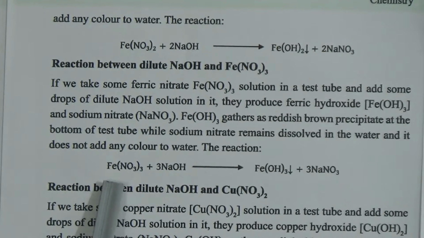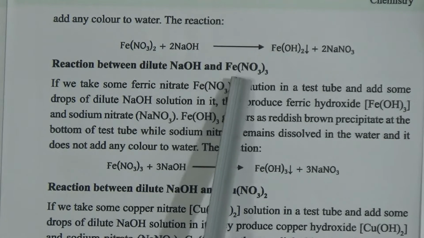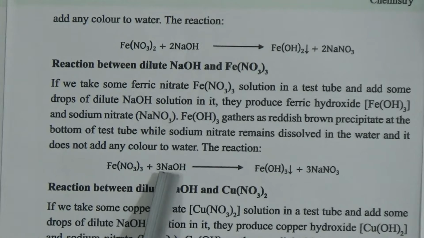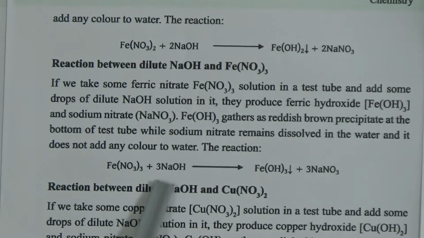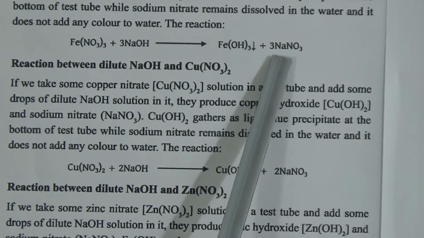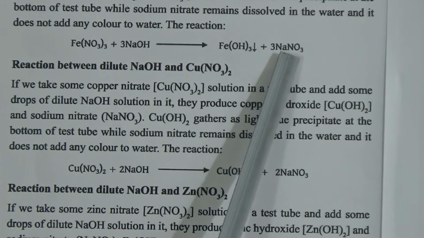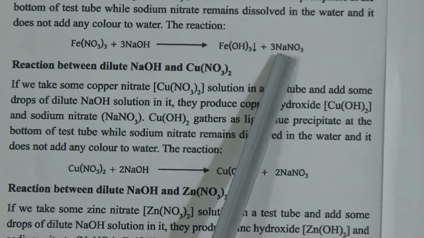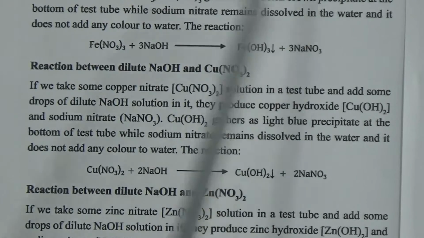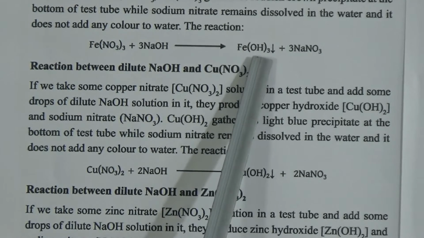Now come to the next one, that is the reaction between dilute sodium hydroxide and ferric nitrate. Here ferric nitrate and sodium hydroxide, when they react with each other, produce ferric hydroxide and sodium nitrate, and all the time the hydroxide which is produced will be a precipitate. That means it will accumulate in the bottom of the beaker.